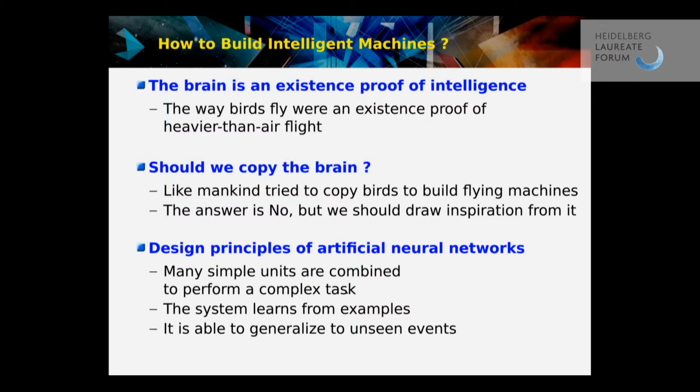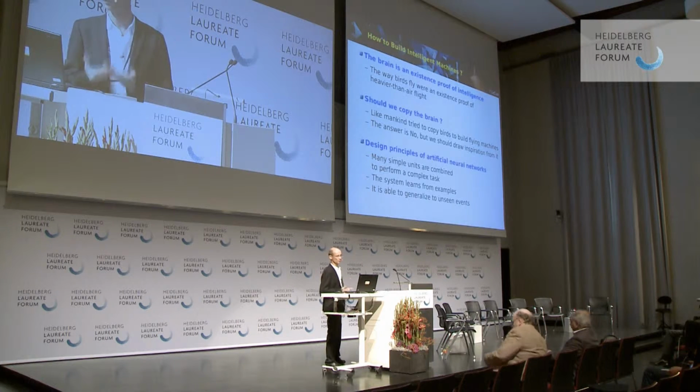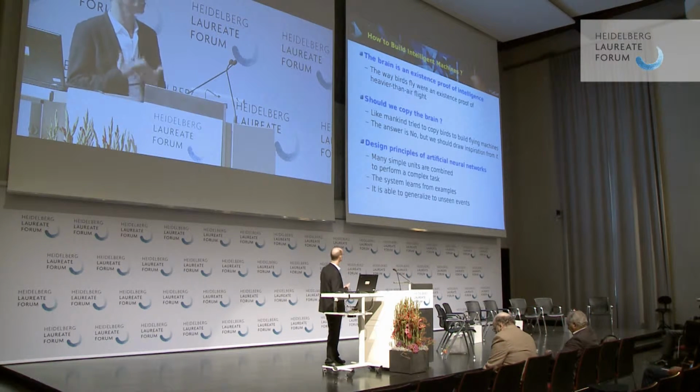So what is the design principle of artificial intelligence networks? They're built with many simple units, which together form a complex architecture that can be used to solve a task. Then the system learns from examples. We don't tell the system how to solve a problem, just what problem we want to solve. So we show many examples of what we want to get. And finally, an important notion is to generalize to unseen events. You don't want the system to memorize the whole world. You want it to be able to react to something it hasn't seen before, but is similar to known stuff.